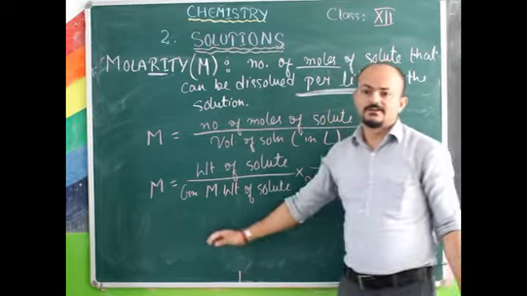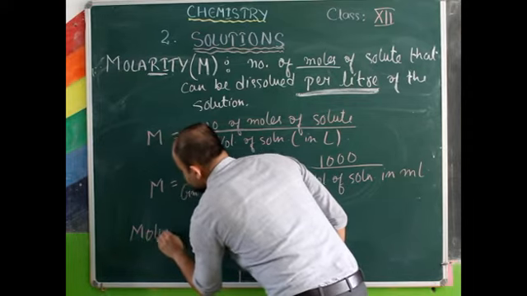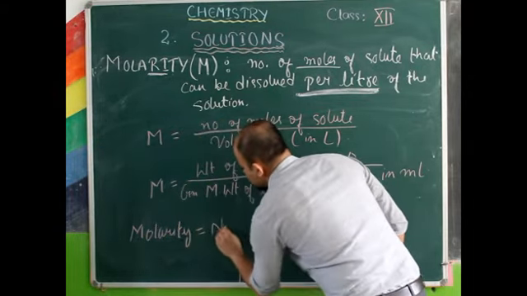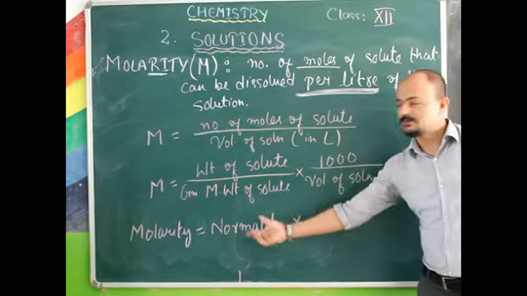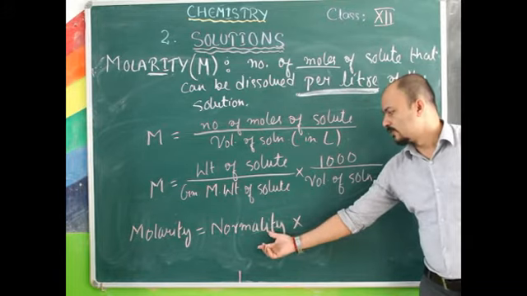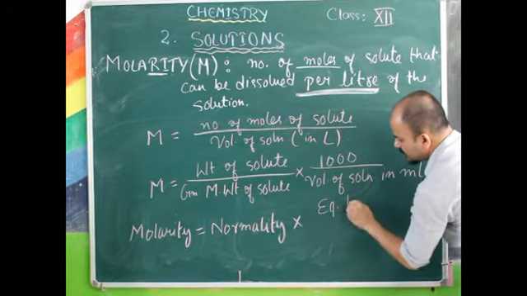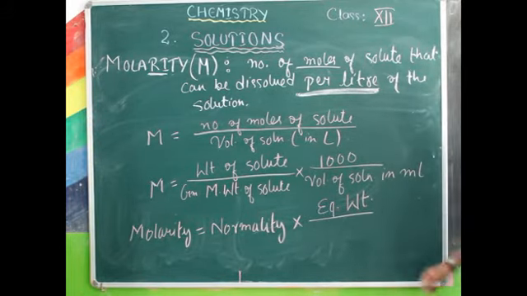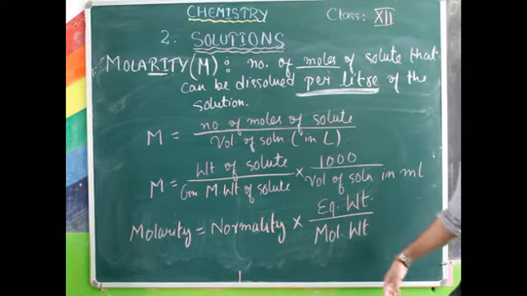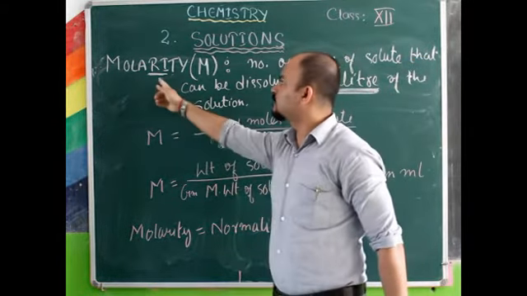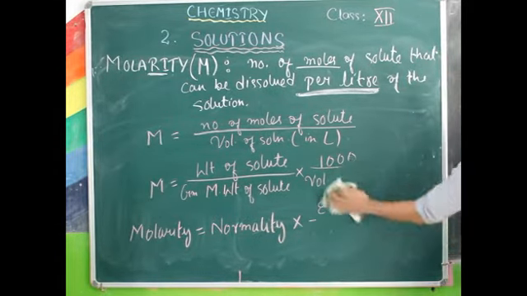And the third expression relates molarity with normality. So molarity will be equal to normality. Before discussing molarity, we have discussed normality, so there is a relation. This expression is very important. Molarity will be equal to normality into equivalent weight, where EQ means equivalent weight, divided by molecular weight. So these three expressions are for what? Don't forget, capital M represents molarity.